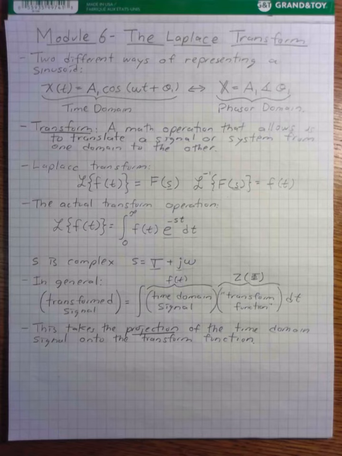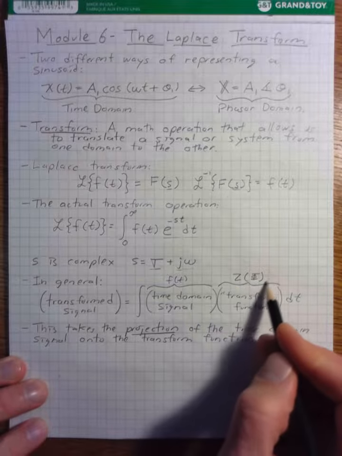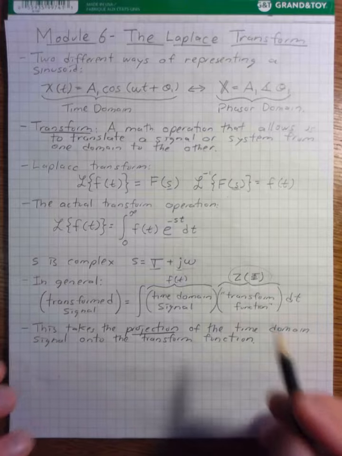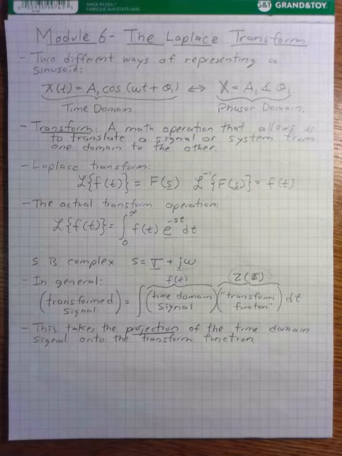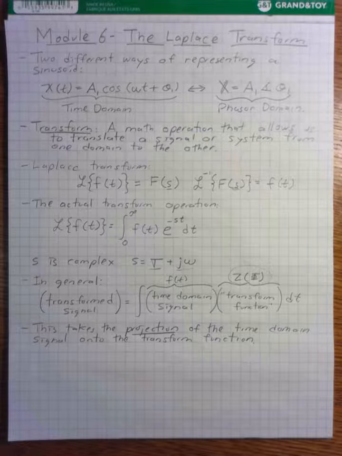So you can think of this integral or this projection as a way of quantifying similarity. Now, we basically choose our transform function to emphasize the properties in f of t that we're most interested in. So for example, let's say we want to determine the frequency content of f of t. We want to know the oscillation frequency of f of t. Let's imagine f of t is a sinusoid.